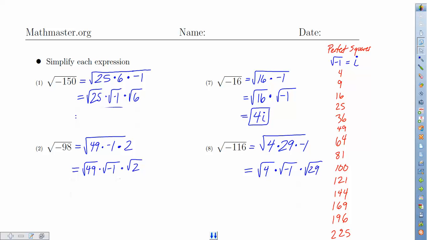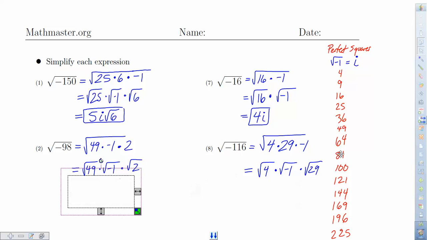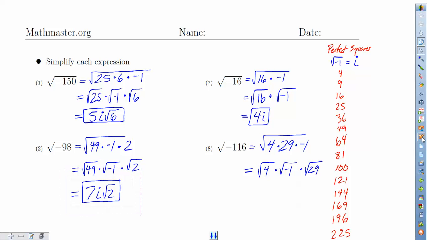Okay? Same deal over here. Square root of 25 would be 5. The square root of 6, we'd leave that one alone, but then we'd still have that square root of negative 1, which would be i. And so we would write our answer as 5i times the square root of 6. Okay? Square root of 49, 7. Square root of 2, leave it alone. And then we still have i.